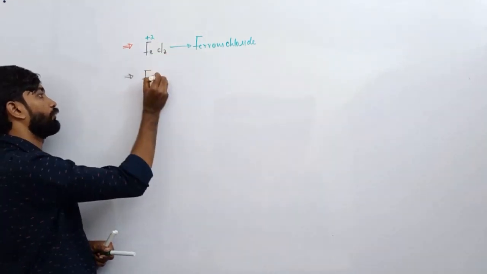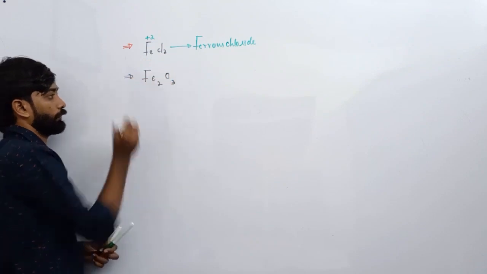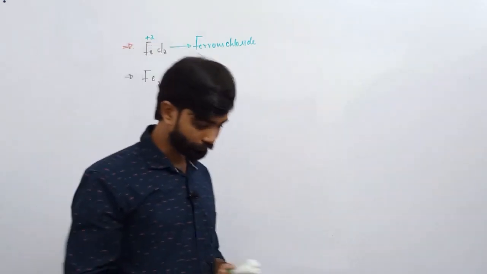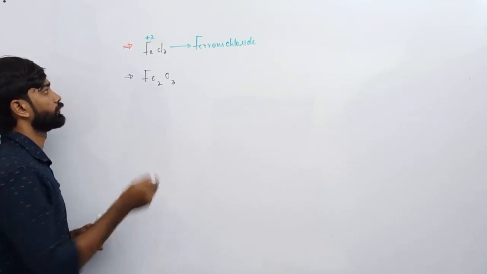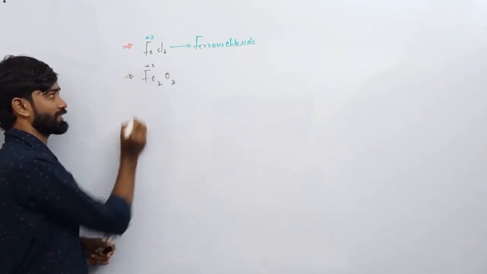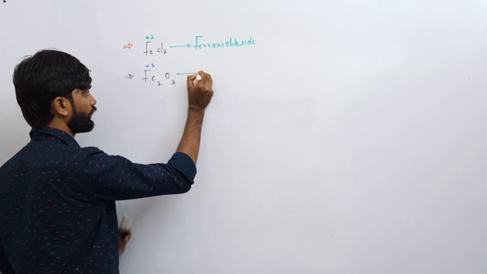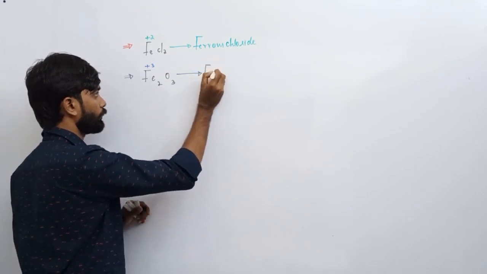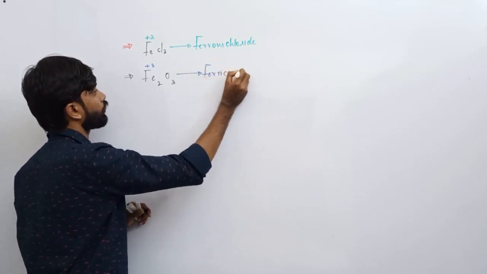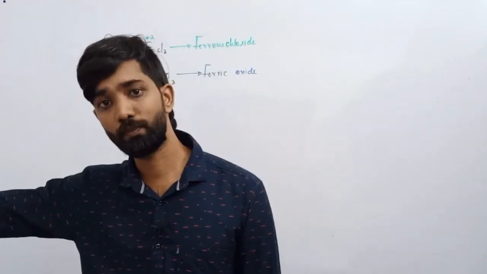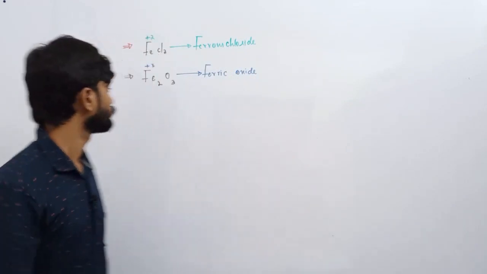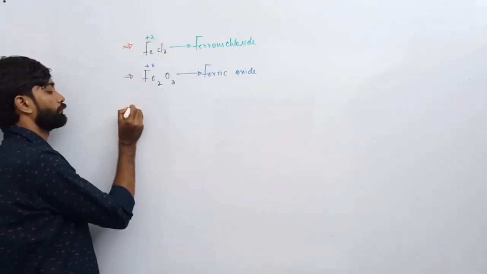And let's have Fe2O3. You simply find the oxidation state of iron and you obtain it as +3, and you know how to find it. So this one will be ferric oxide. It is not ferrous. The iron is now in ferric because it is in +3. So it is ferric oxide.